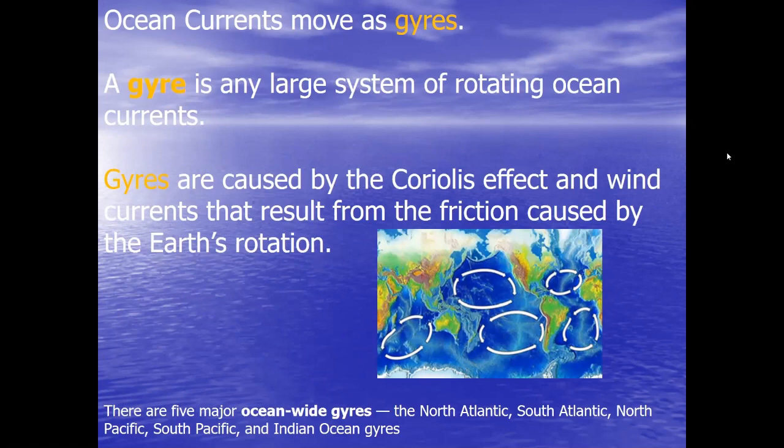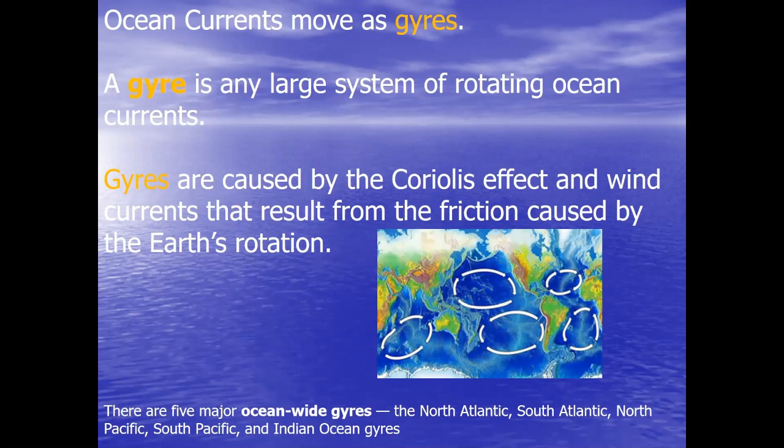Go ahead and skip number 2 and 3 for now and jump down to number 4. Okay. Ocean currents form closed loops, which are called gyres. A gyre is a large system of connecting and rotating ocean currents. And gyres are caused by the Coriolis effect and wind currents that result from the friction caused by the rotation of the Earth.